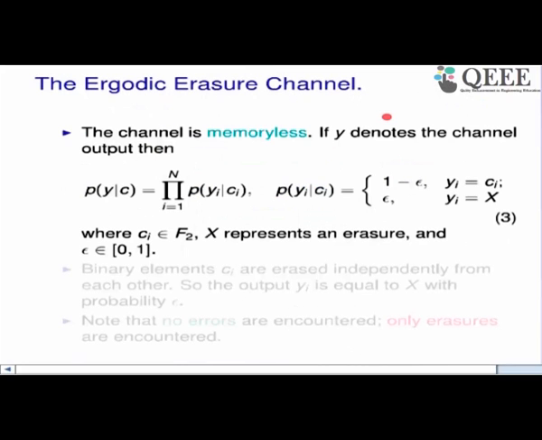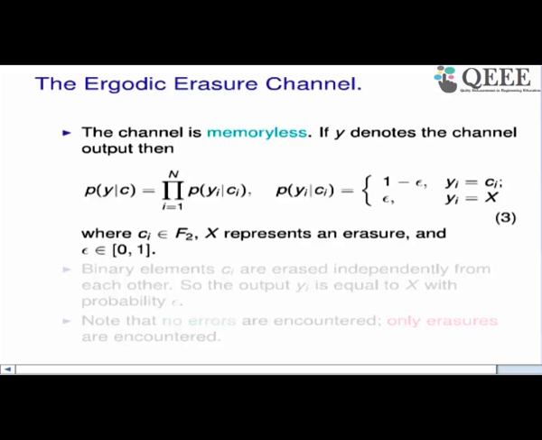Now, one important concept that I am introducing in this slide is what is called an ergodic erasure channel. Remember that we have got two classifications of the channel till now. One is flat and frequency selective, the other is slow and fast fading. Now there is a third concept coming in, that is ergodic. We'll say a channel is ergodic if it is memoryless in the case of an erasure.